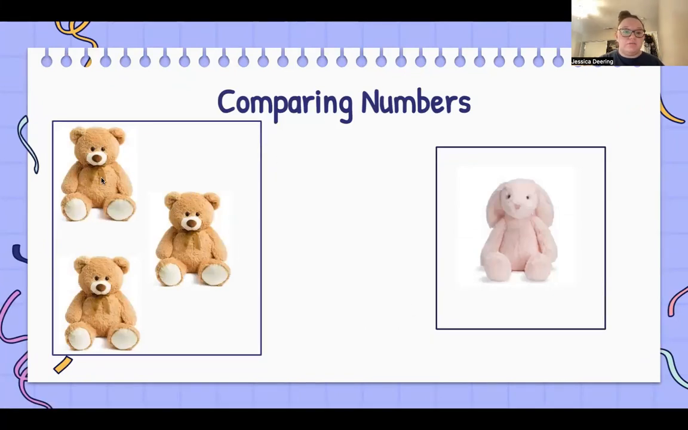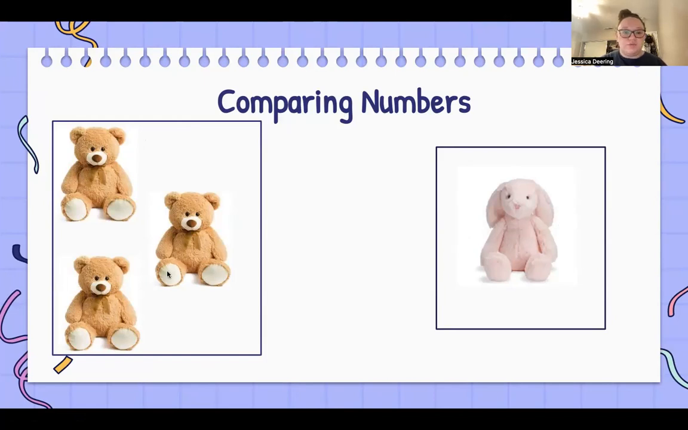So here I have some teddy bears. Can you see the teddy bears right over here? Can you count them with me? We have 1, 2, 3 brown teddy bears in this box. And over here I have a friend stuffed bunny. And can you see how many are in this box? It's right there. It's one stuffed bunny.